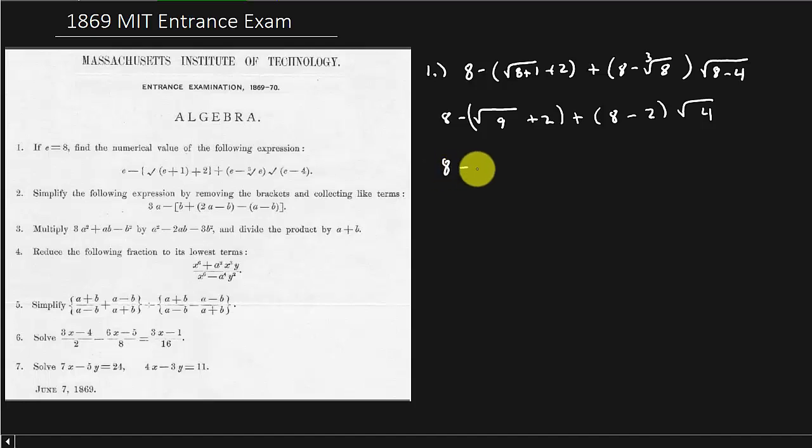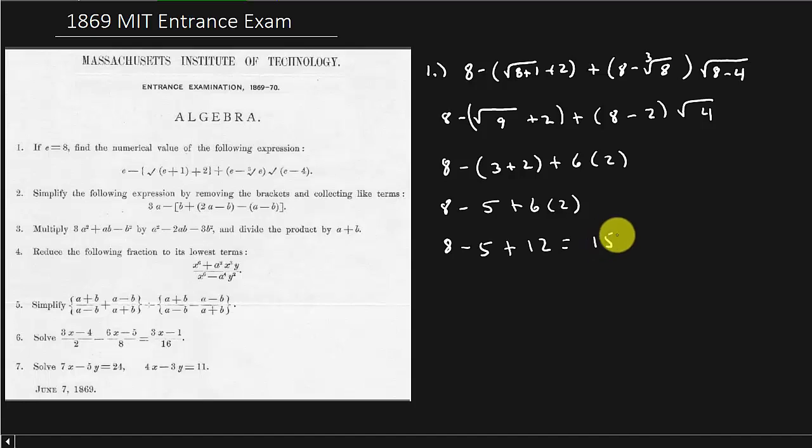Now we've got 8 minus, and that's going to be 3 plus 2, plus 6 times 2. 8 minus 2 is 6, and then times the 4 is 2. And so then we get 8 minus 5. We don't need the parentheses anymore. 8 minus 5 plus 6 times 2, which is going to be 8 minus 5 plus 12. And then when we do that, we get 15. So first problem, fairly easy. Not bad at all. All right, so let's go to question number 2.